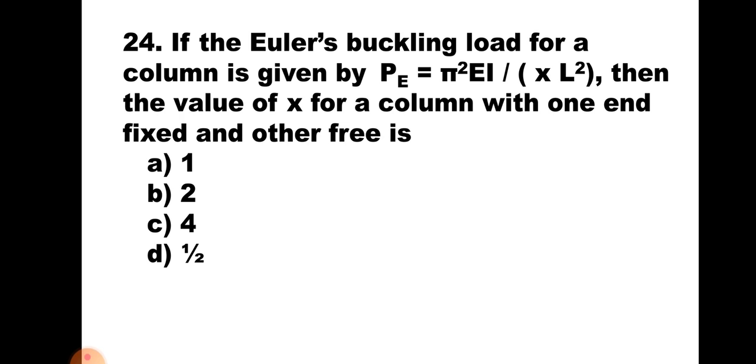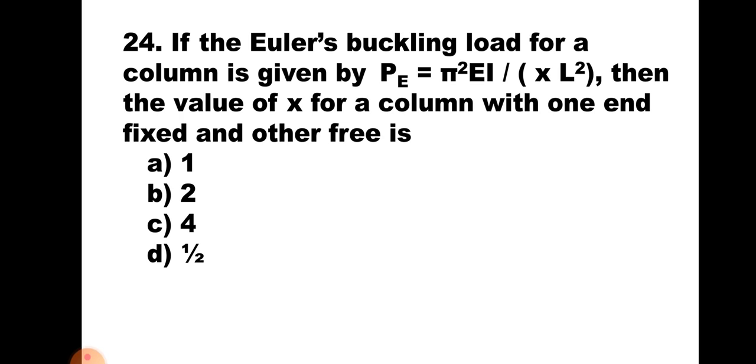Now here what is given? P is pi square EI upon XL square. What is in the numerator? Pi square EI. What is in the denominator? LE square. So instead of LE square it is XL square. Then what end conditions are given in this? One end fixed and other end free.